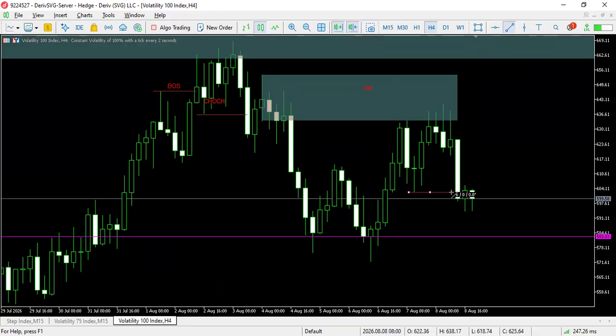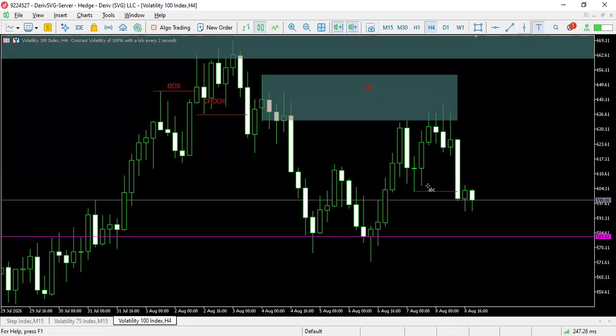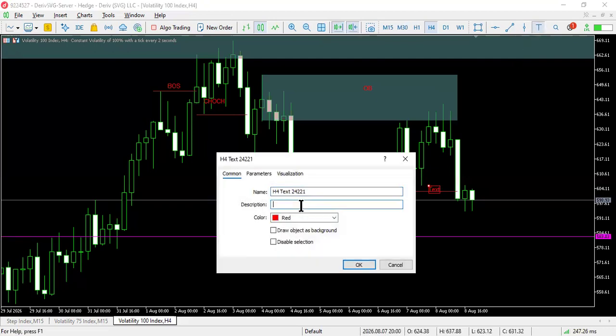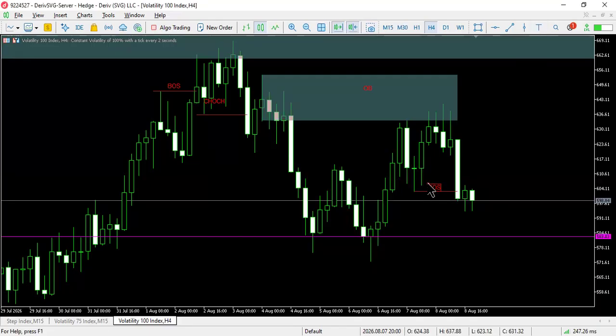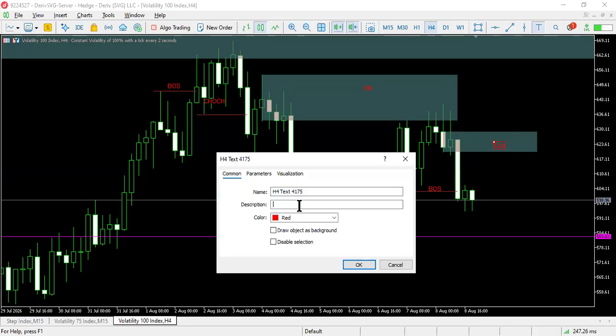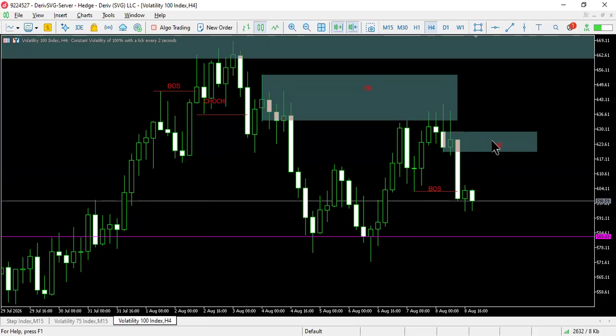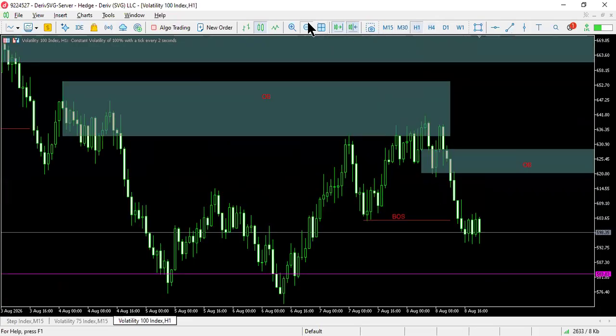Now, we have this break of structure to indicate that the sellers are still breaking structures to the downside. Indeed, we are in a downtrend. We have a break of structure and the order block, which caused the break of structure. It is that order block from the 4-hour time frame. That order block, heading over to the 1 hour.